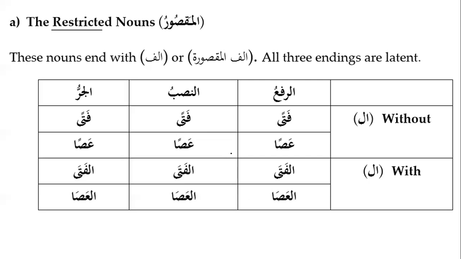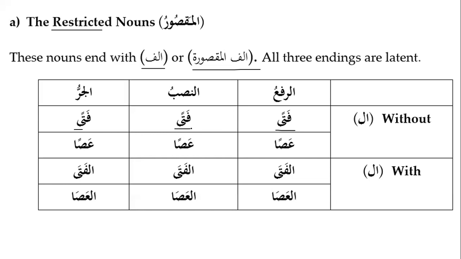And why is it called a restricted noun? Because these nouns end with alif or alif maqsura. So basically they end with alif, and according to the grammarians, alif or alif maqsura, they are the same. So that's why we say that the ending is restricted and the ending is hidden. For example, fatan is marfu', fatan is mansub, and fatan is majroor.